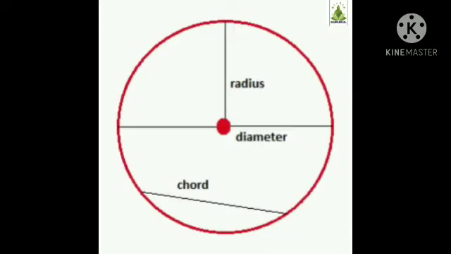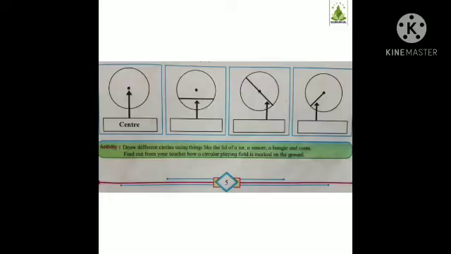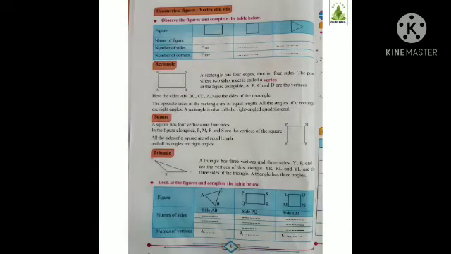So, what have we studied now? Center, radius, diameter, and chord. So, what is this? This is center. This is chord. This is diameter, and this is radius. Now, we will study about vertex and side.